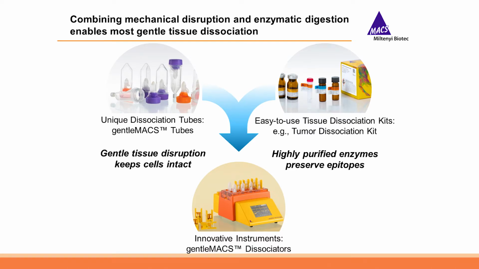Mechanical shearing is done by the gentleMACS C Tubes, which bear a rotor-stator system for the mechanical disruption, and for the enzymatic digestion part we have tissue-specific dissociation kits like the Tumor Dissociation Kit, Lung Dissociation Kit, or Brain Dissociation Kits.